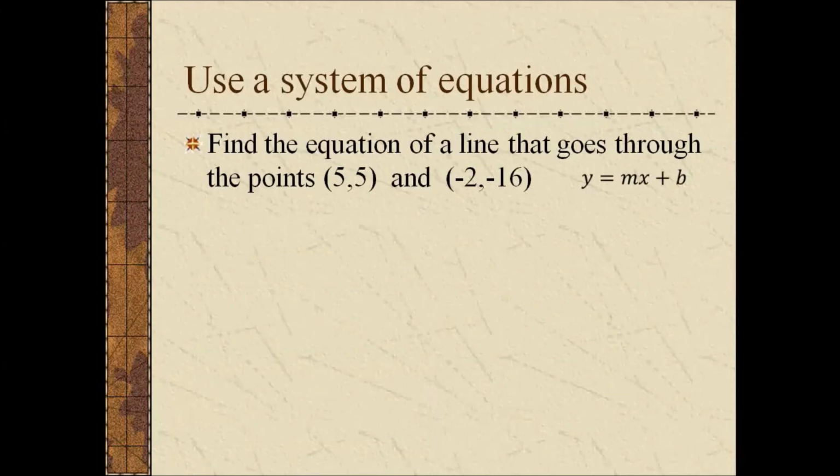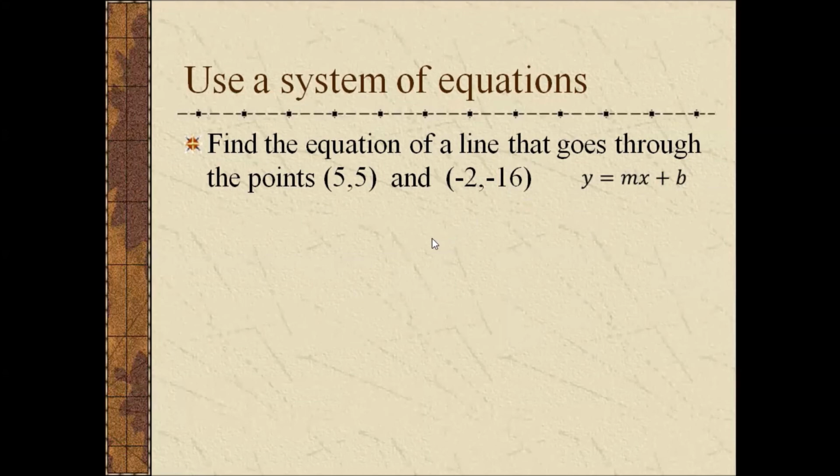A couple of chapters ago, we focused on writing equations of lines. For instance, we'd be given 2 points and have to write the equation of the line that goes through those 2 points. I want to show you a simple method of finding the equation of the line that uses systems of equations. We're going to take the points (5, 5) and (-2, -16), and the equation y equals mx plus b, and develop a system of equations.